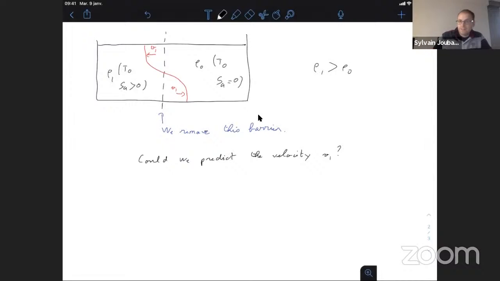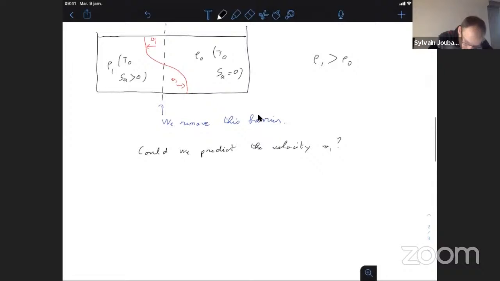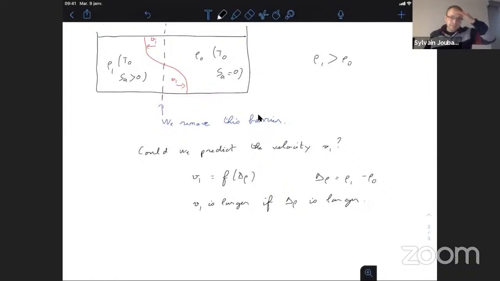So what we expect is that ρ1 is larger than ρ0. The larger ρ1 is, the larger the velocity will be. So we expect that v1 is a function of delta ρ, which means delta ρ is ρ1 minus ρ0, and v1 is larger if delta ρ is larger. So could we see this experimentally?